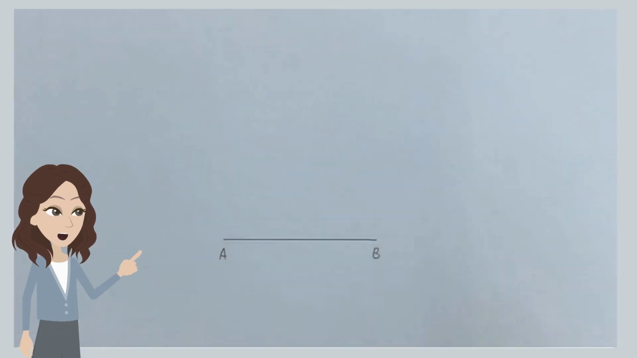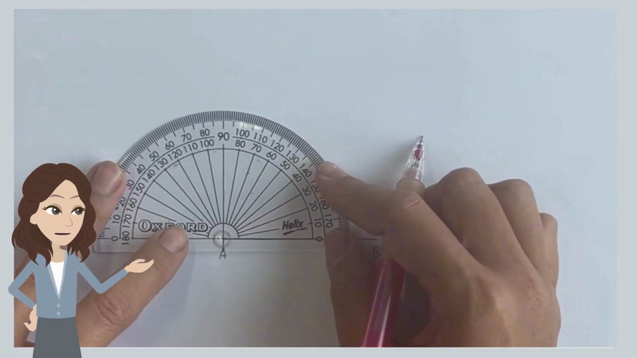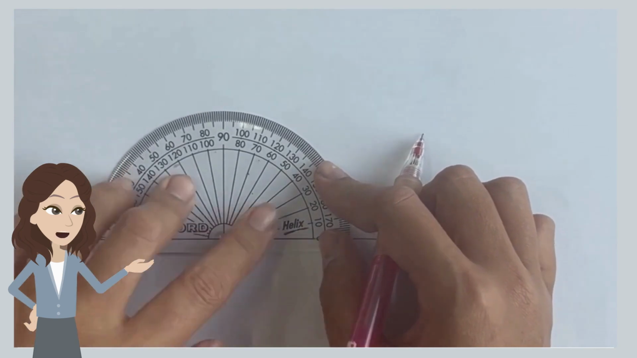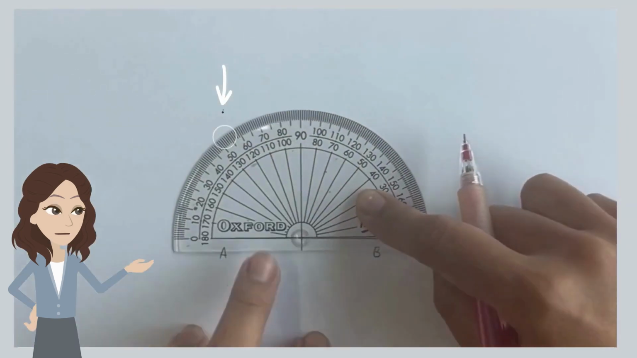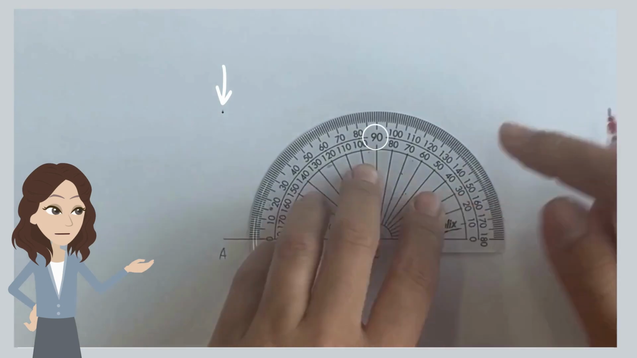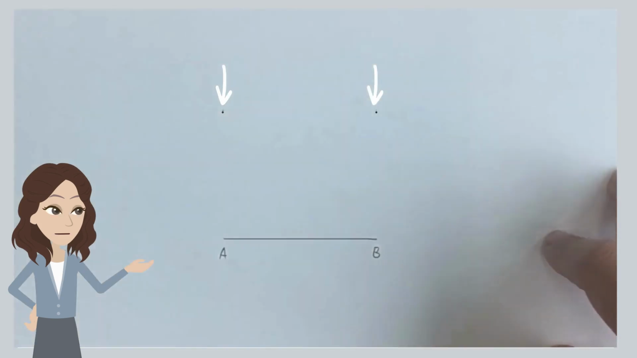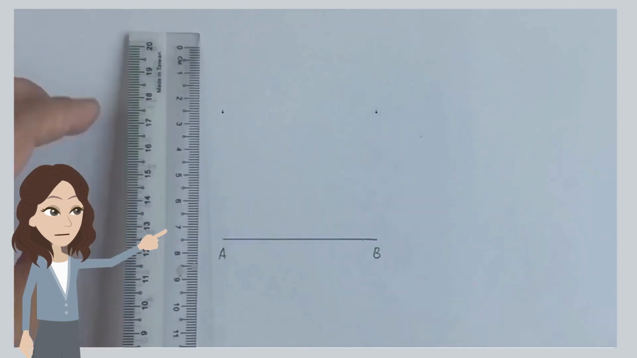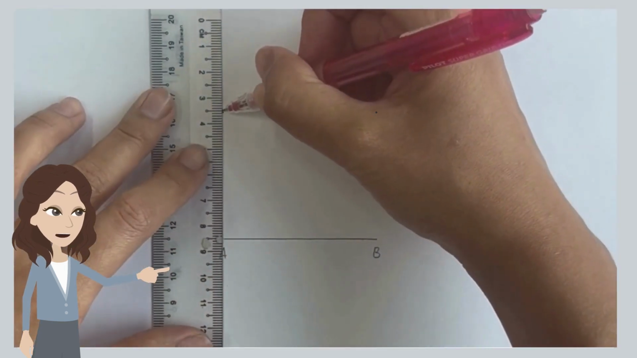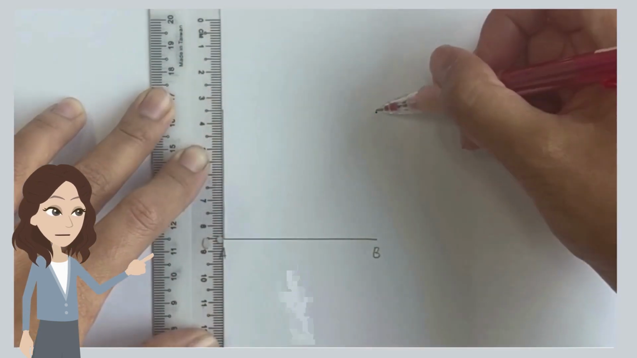Step 2. Use a protractor to draw a line perpendicular to AB from points A and B. Make a mark at the 90 degrees angle for each point. Then, draw the perpendicular lines from each mark to points A and B.